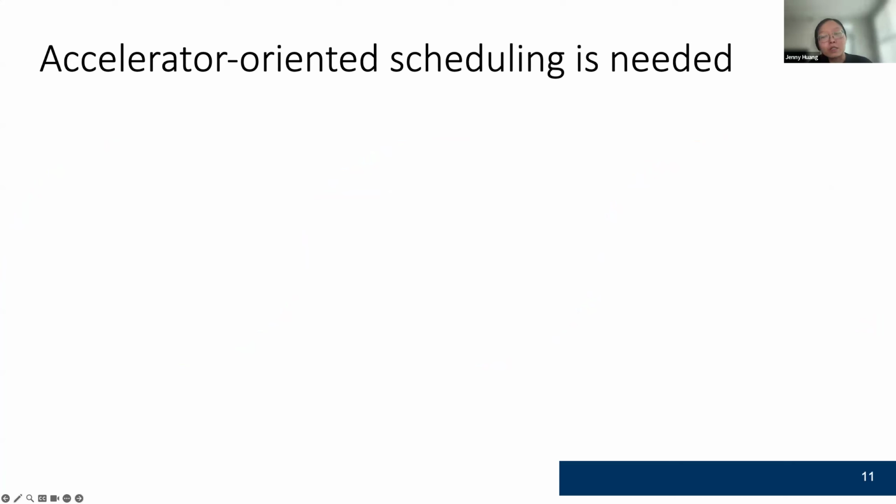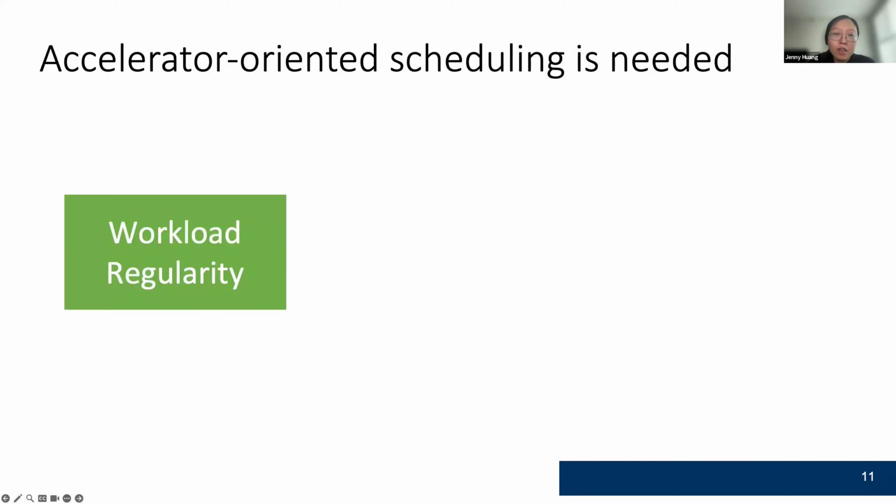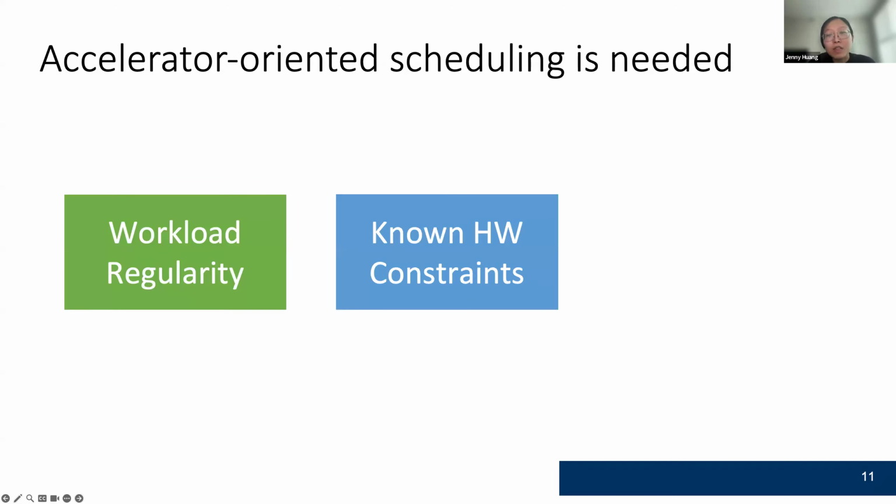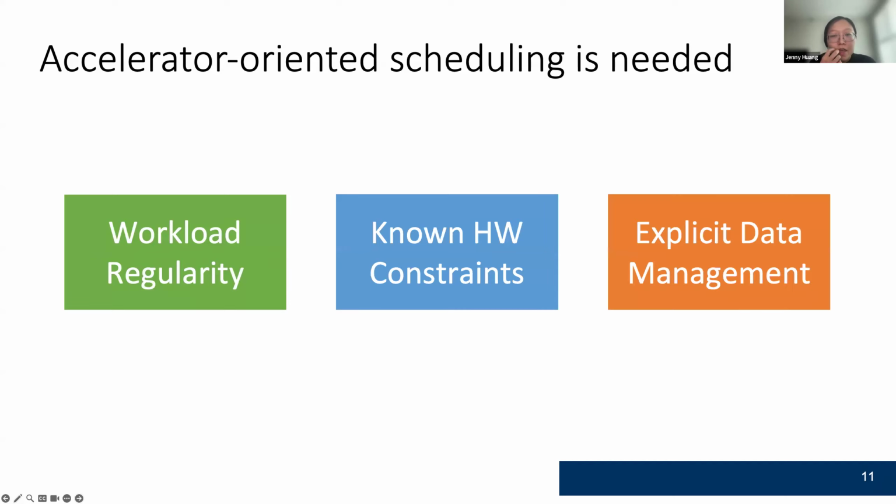The idea of this work is derived from a few key insights from the domain-specific workload and accelerator designs. The first insight is that the key components of major deep learning workloads are very regular. They are dense matrix multiplication operations, and they should be statically analyzable. The second insight is that the hardware is not a black box either. We can leverage the easily obtained hardware constraints to help us prune this scheduling space. And lastly, unlike general purpose processors, many DNN accelerators require explicit data management.